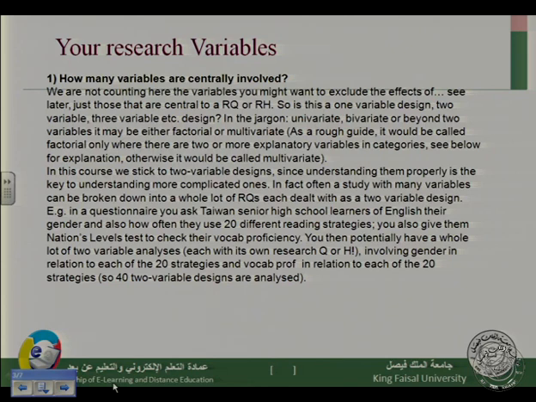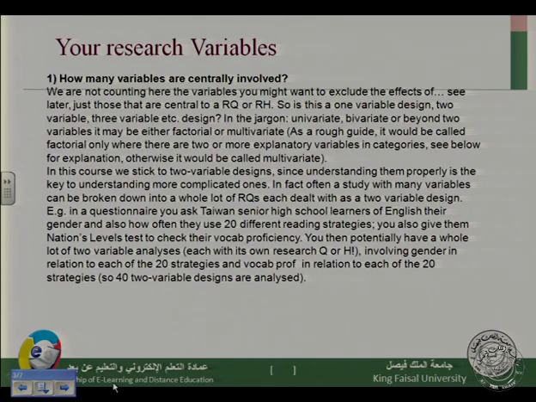So when you speak in front of other people, you would say, well, I have studied research design, and we talked about univariate or bivariate or factorial or multivariate variables, but do not bother yourself. As a rough guide, in this course, we stick to two variable designs. Mostly in my examples, I try to give you a two variable design, since understanding them probably is the key to understanding more complicated ones.